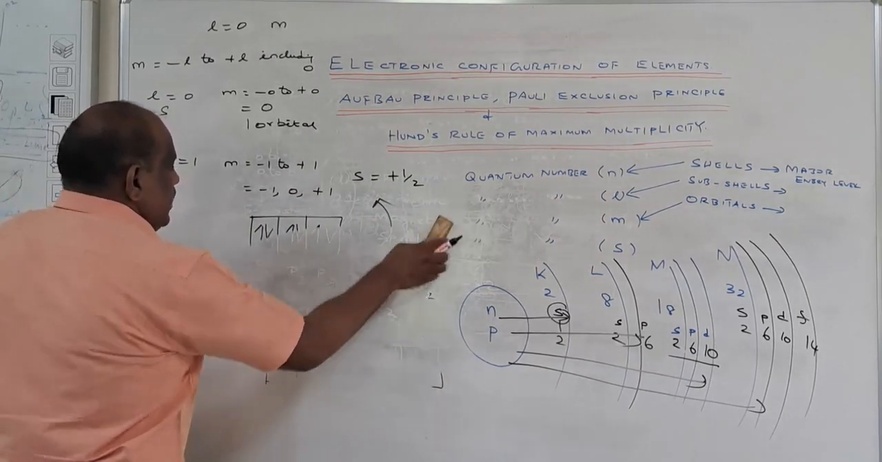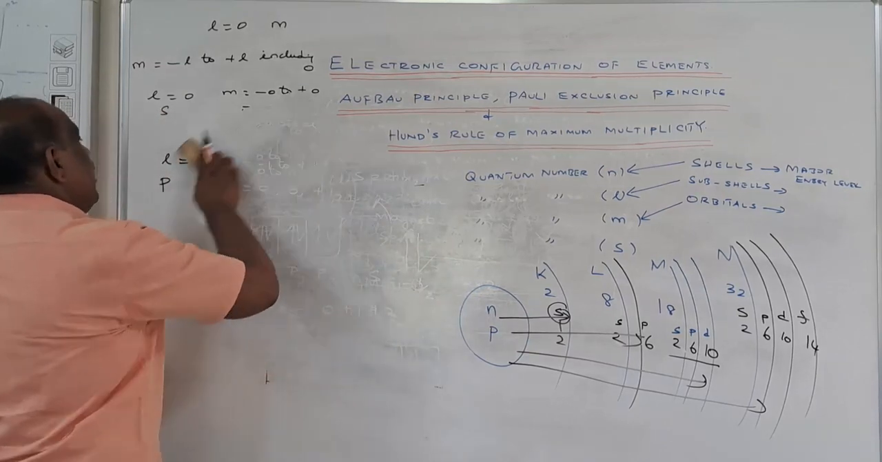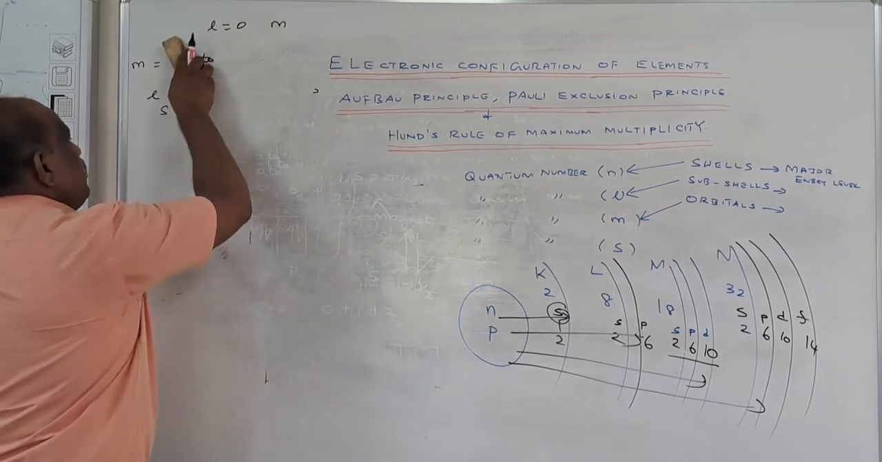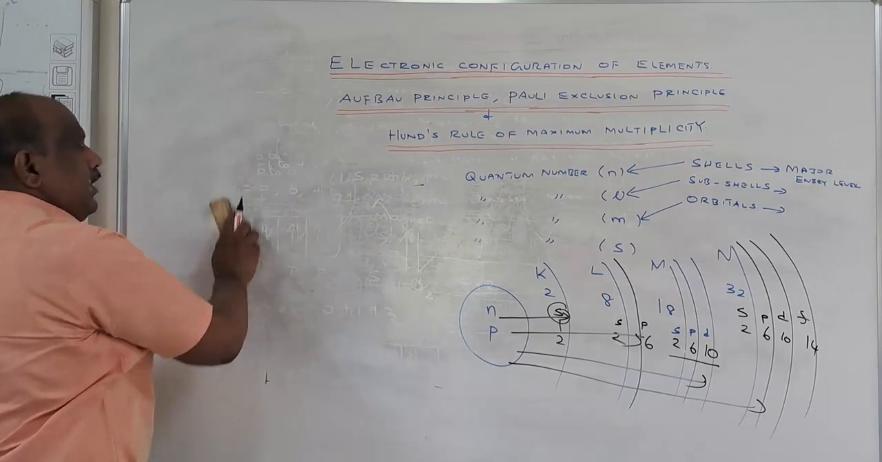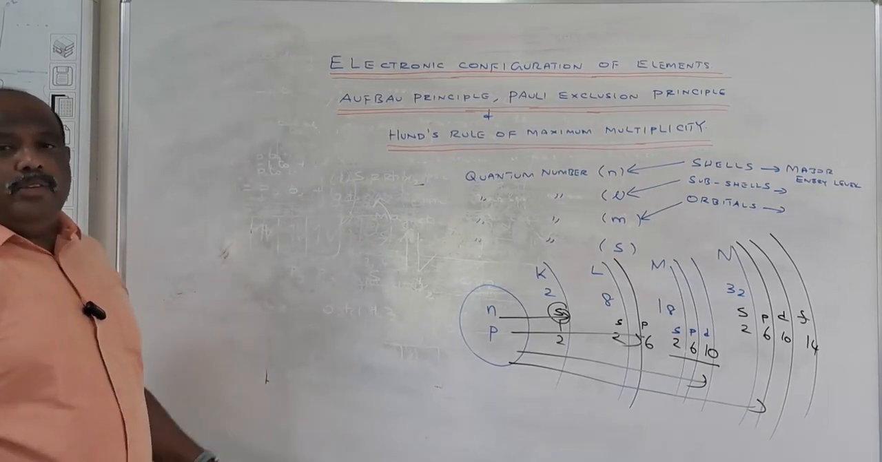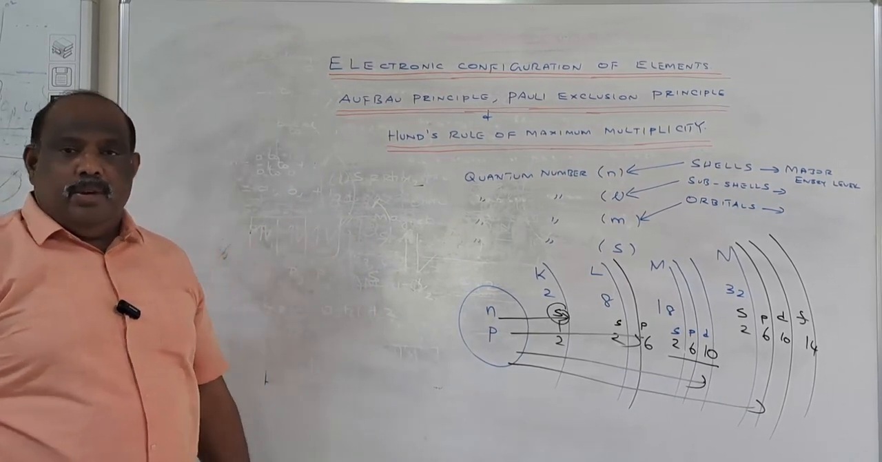So we have discussed more about the quantum numbers. Now what the Pauli exclusion principle says is that no two electrons can have all the set of four quantum numbers the same.